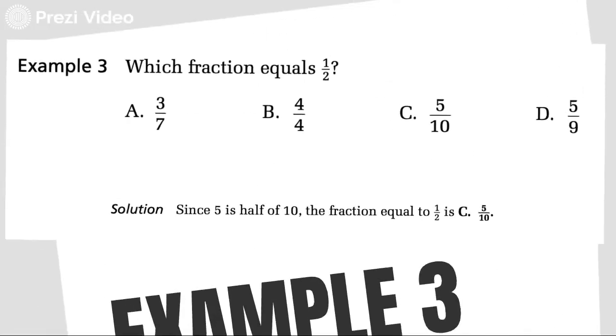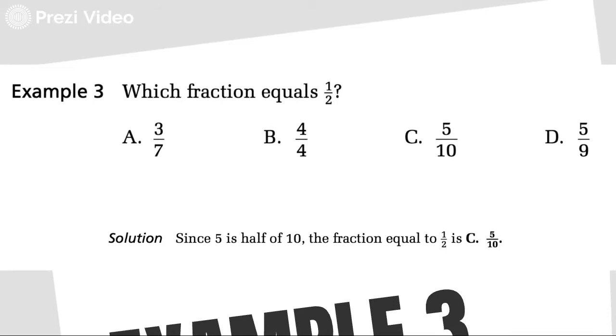Now, let's look at an example here. Which fraction equals 1/2? A, 3/7. Now, I want to tell you something. When you have an odd number on the bottom, it's impossible to divide that in equally. So most of the time, when you have an odd number on the bottom, it's really hard to get 1/2 out of it, unless it has a decimal at the top. So 3/7, it can't work. That's going to be less than 1/2.